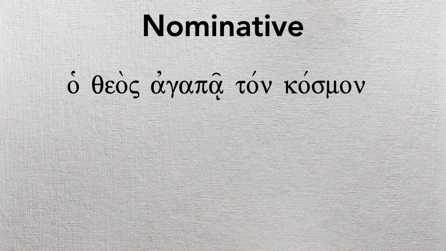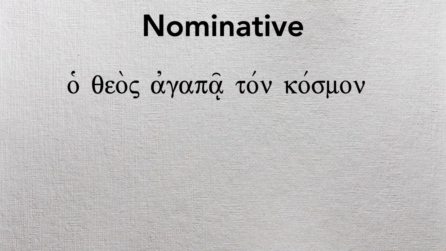So that is going to be our subject. Okay? Our verb agapa means loves. So it's going to be God loves. And we know that theos is the subject of the sentence. Why? Because it's in the nominative case. That's how we know it's the subject. We find the nominative first, and that's our subject of the sentence.